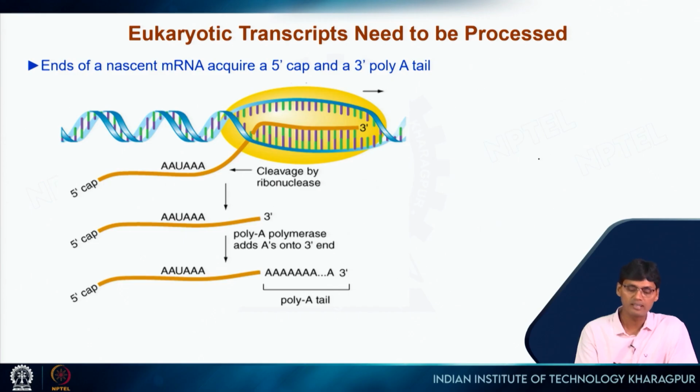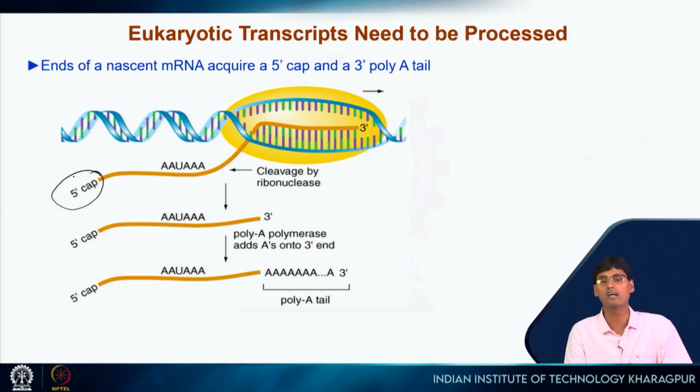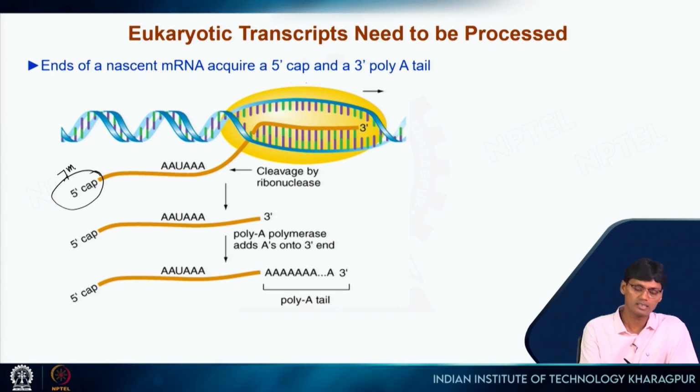As you can see, while the RNA is being synthesized, the 5 prime end of this nascent mRNA, messenger RNA, is attached to some kind of modified nucleotide, like a modified guanine residue, that is called 7mG. Some methyl group is attached to this G residue, so the 7mG cap should be added at the 5 prime end.